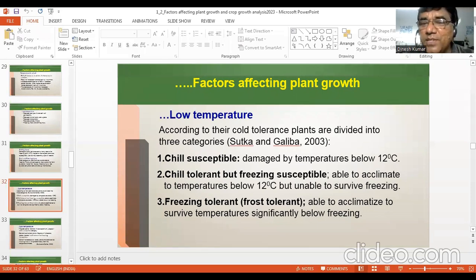Chill tolerant but freezing susceptible, able to acclimate or acclimatize to temperature below 12 degrees centigrade, but unable to survive freezing. This is chill tolerant but freezing susceptible. Freezing tolerant or frost tolerant are able to acclimatize to survive temperature significantly below freezing. So there are three categories of plants with respect to low temperature.